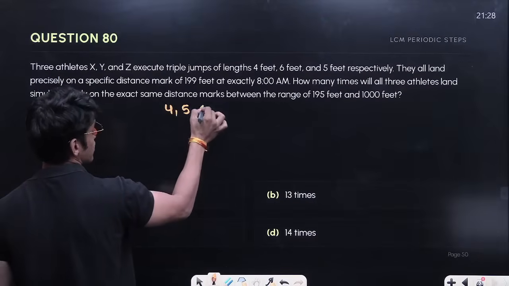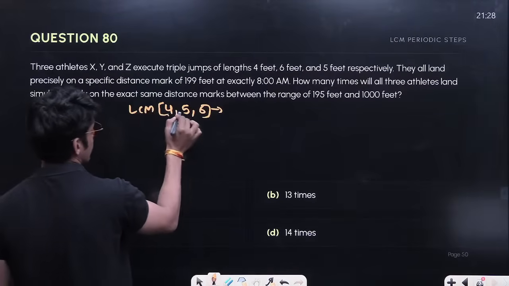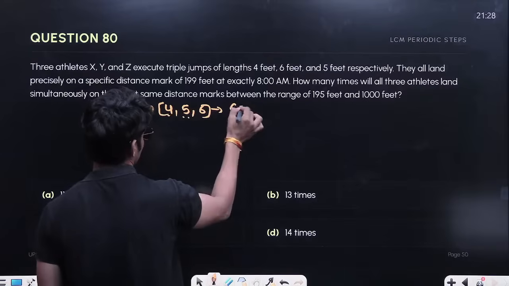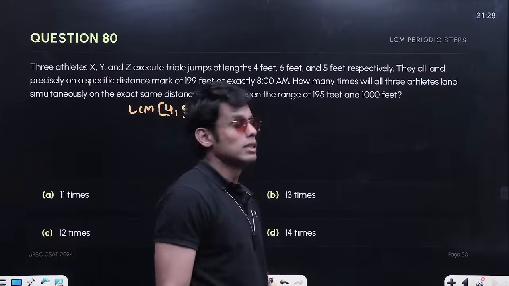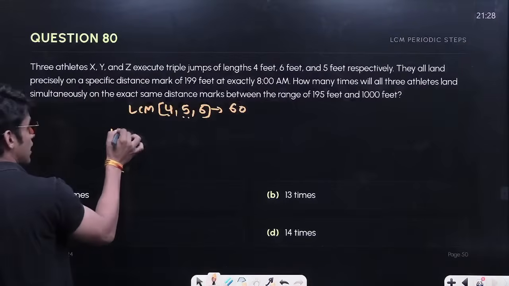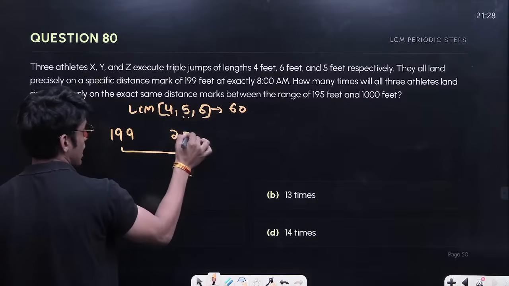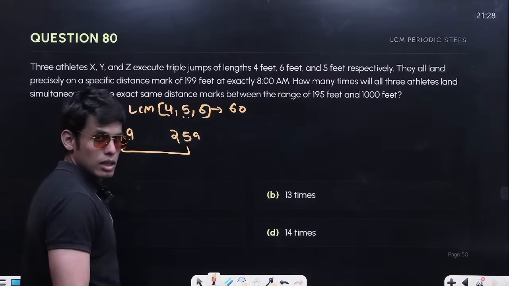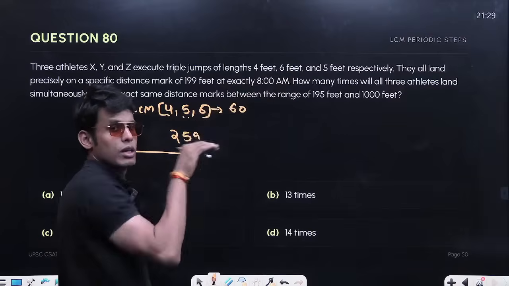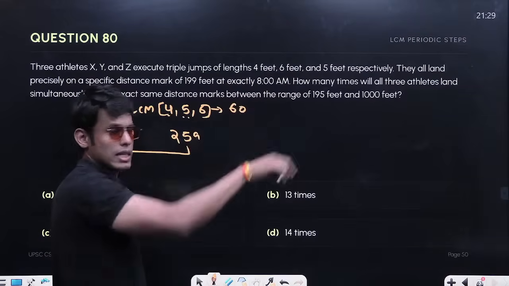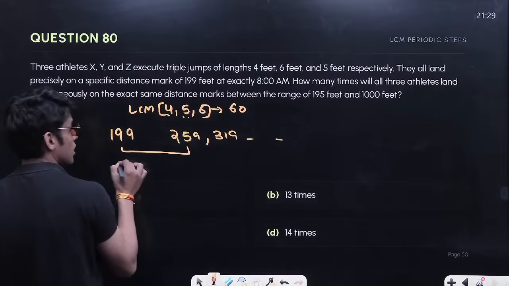4, 5, 6. What is the LCM of these three? 4, 5 is 20, then 60. 60 is the LCM, right? So what it is saying is, at the 199 mark, they landed. At 259, they will land again, because they are jumping like kangaroos. 4, 4, 4, 4, 4, 5, 5, 5, 5, 5, 6, 6, 6, 6, 6. 259, 319, and so on.